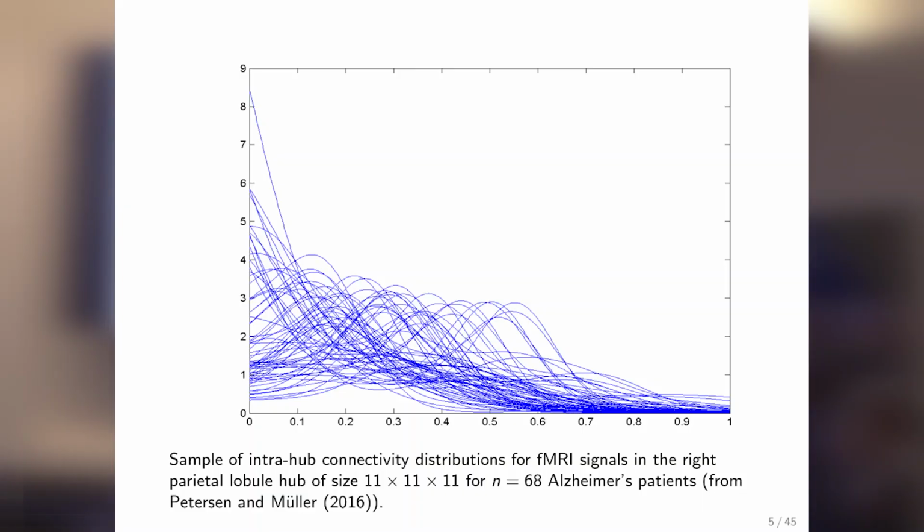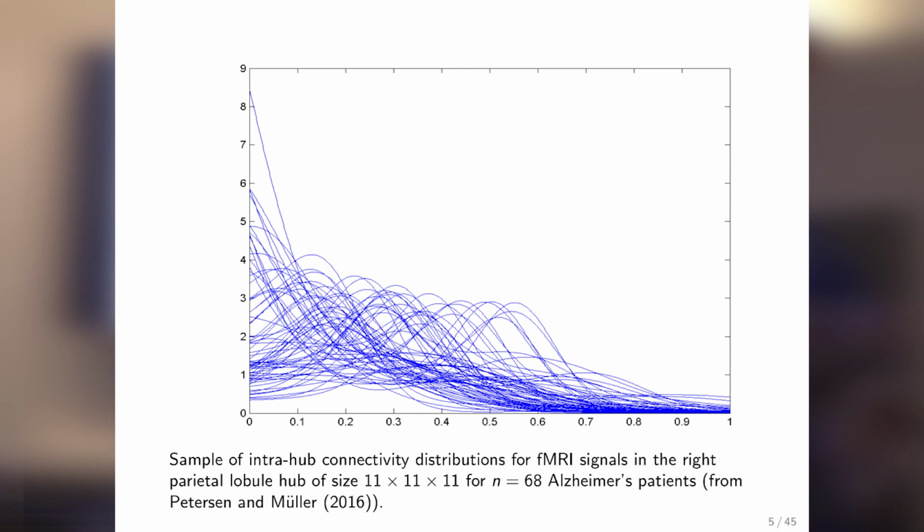So here, just a plot of distributions. These are for Alzheimer's subjects, which we have studied earlier. So for each subject, you look at a brain hub, and you measure the fMRI signal of about 1,000 voxels in that hub. You take the correlation of the fMRI signals.